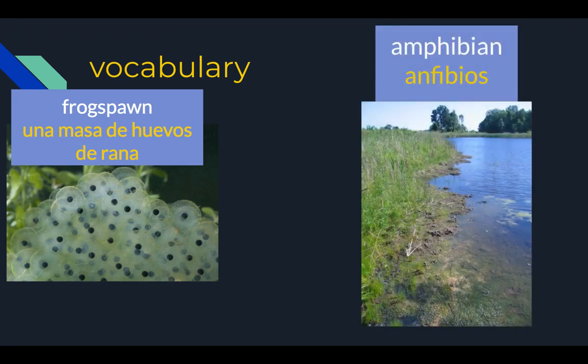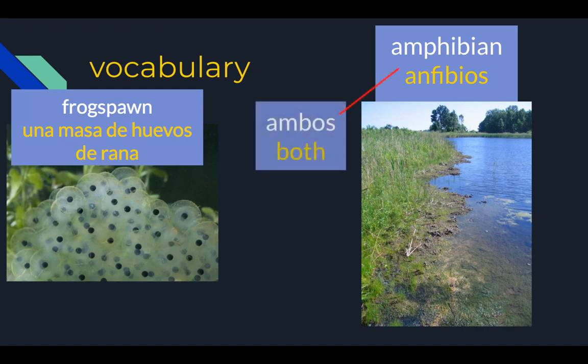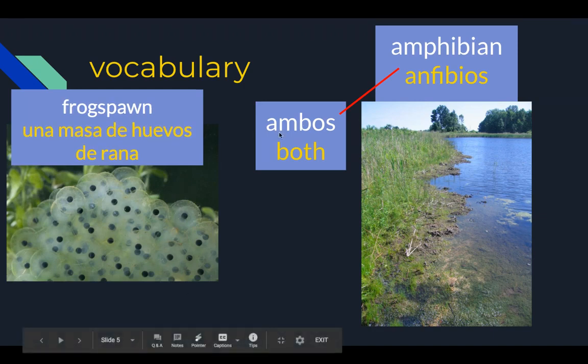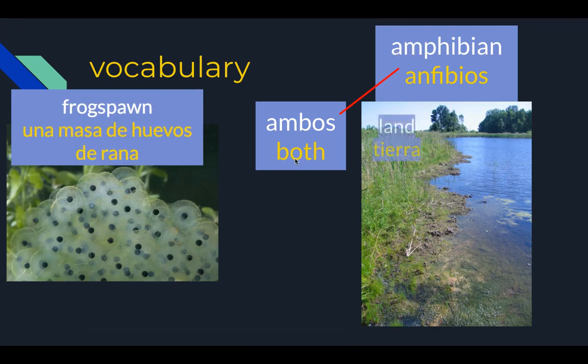And frogs are a special kind of animal called amphibian. In Spanish, anfibios. And what that means is that they live both, or ambos, and that am from ambos is the same as in amphibian, and it means both. They can live on both the land and in the water. That's what kind of animal frogs are.